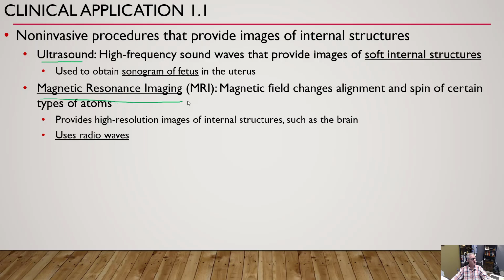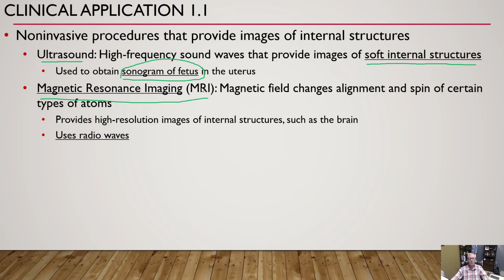Basically for this one, all we're talking about here are ultrasounds and MRI. So ultrasounds, if you've ever had an ultrasound, they put that jelly on you and put the probe on you and look at whatever they're looking at. But ultrasounds are actually going to look at soft internal structures. If you've ever had a baby, you've had an ultrasound, it's also called a sonogram of the fetus.